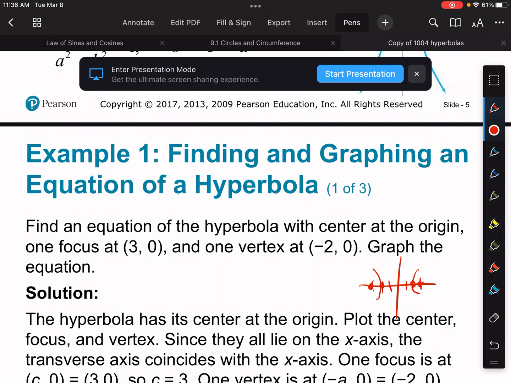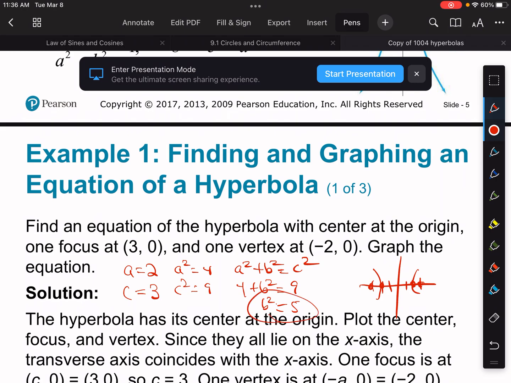Okay, so what we don't know is our b term. We know that a is the distance from the center to the vertex, so that's just going to be 2. Okay, so a squared is equal to 4. We also know that c is the distance to the foci, which is 3, so c squared is equal to 9. And then we know that a squared plus b squared equals c squared. So I'm going to plug in what I know: 4 plus b squared equals 9. So b squared is equal to 5, which is really all I need for my equation.